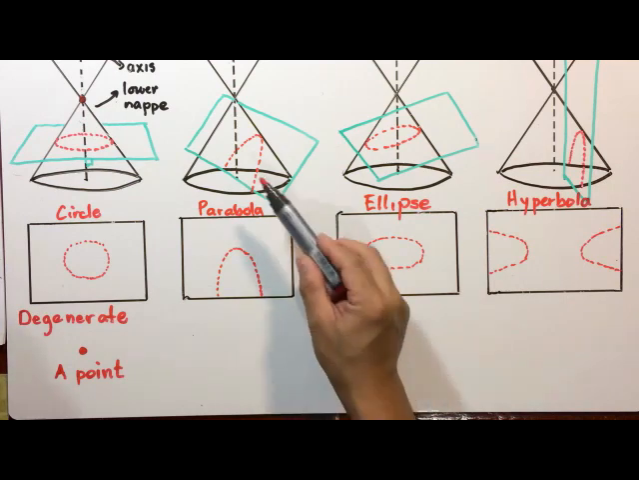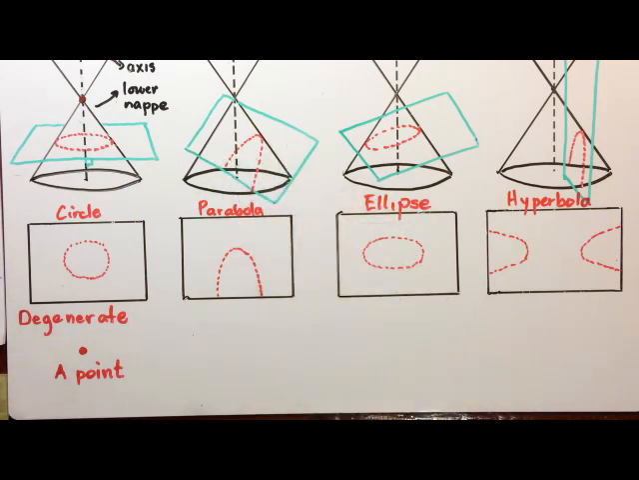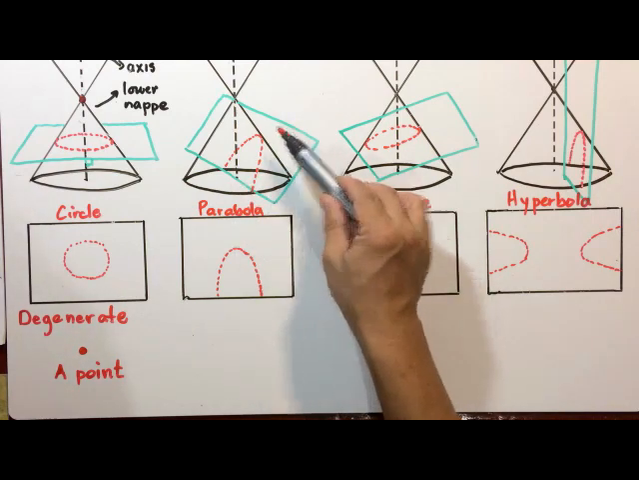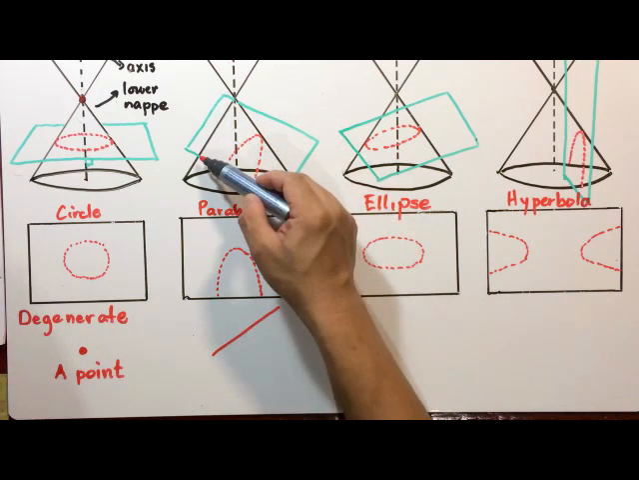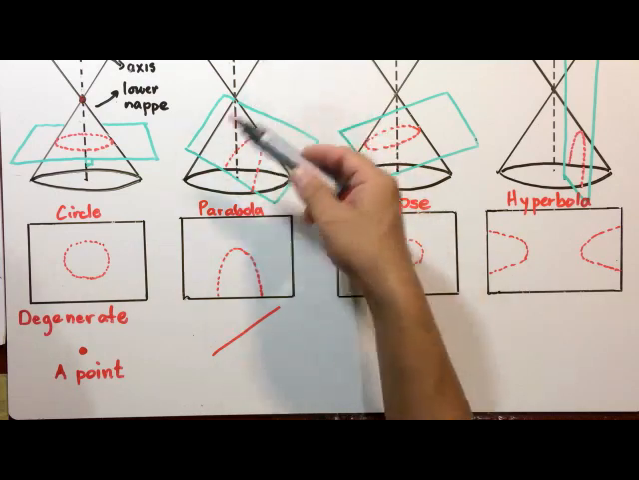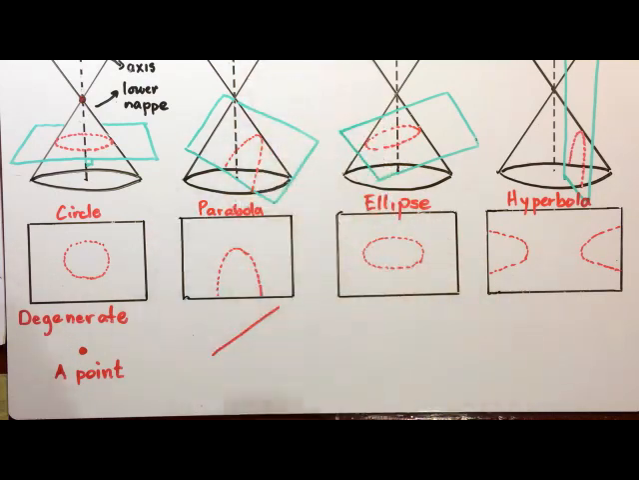Now, what figure can you form if the cutting plane falls along the side of the cone? You form not a parabola, but just a single line. Why? Because if the cutting plane is cutting the cone at the side, the cutting plane touches the cone in just a single line. So you form just a single line.